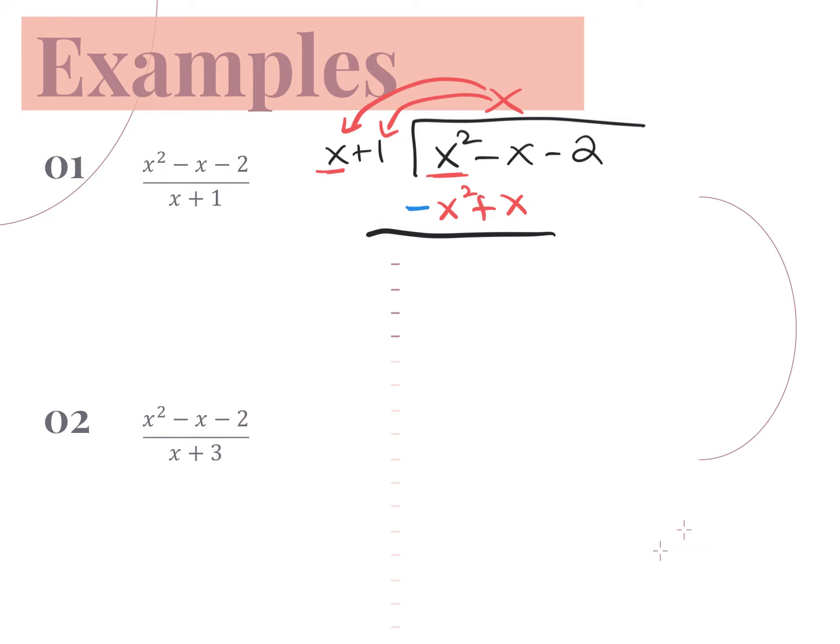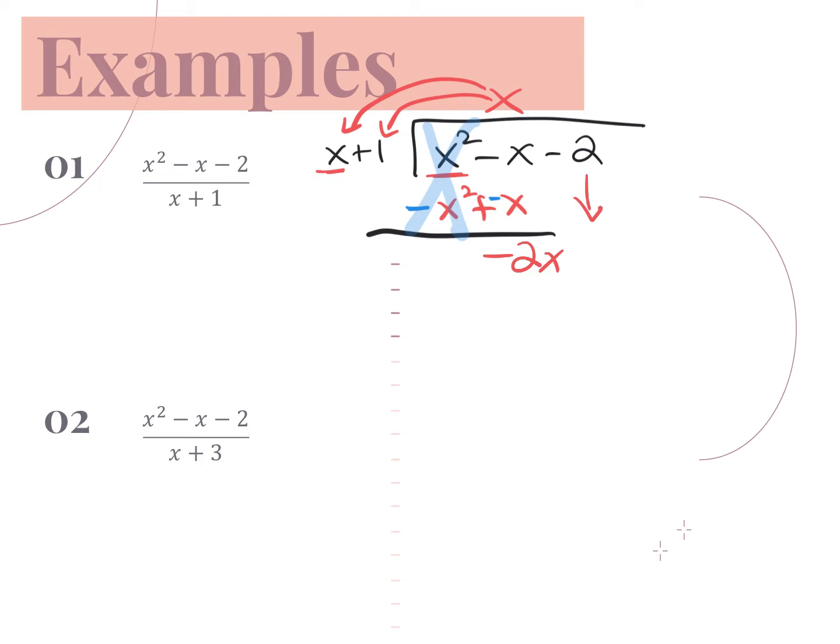And then I make it opposite. So now this is gone. The x squared minus x squared cancels, but then over here I have negative x plus negative x, and this gives me negative 2x.